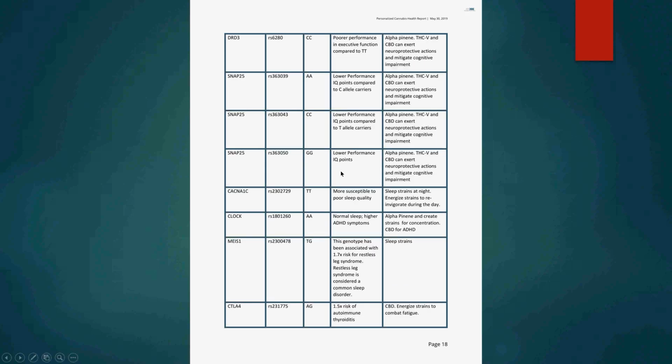Let's go through another one here. All right. This one's embarrassing to see when you get your report. Lower performance IQ. Okay. Lower performance IQ points compared to T allele carriers. So here's the deal. With this particular mutation they're studying, it looks like alpha-pinene, THCV, and CBD can exert neuroprotective actions and mitigate cognitive impairment.